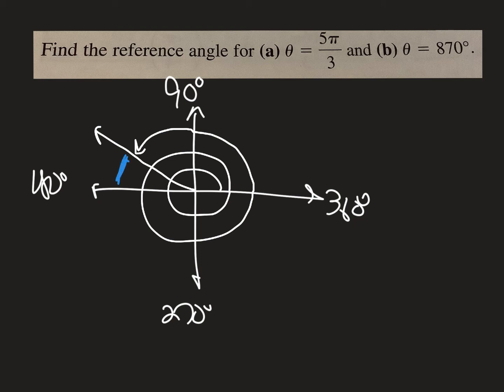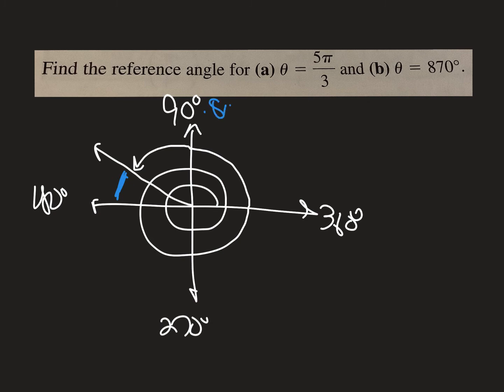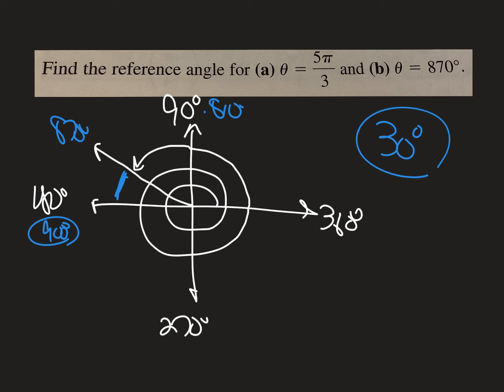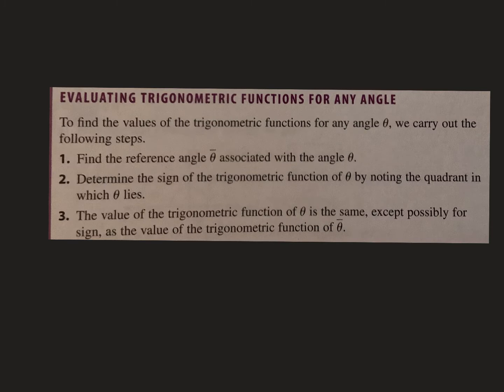How far away from the closest x-axis? Okay, so 870, this was 810. This ended up being 810 up here, which means over here is 900. So how far is 870 right here from the 900? And the answer is 30 degrees. It will always be acute. It will always be less than 90 degrees. In radians, it will always be less than pi over 2, because it's got to be acute. How far away from the closest x-axis are you?